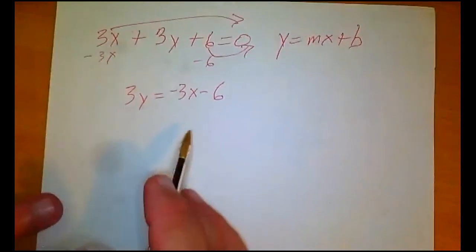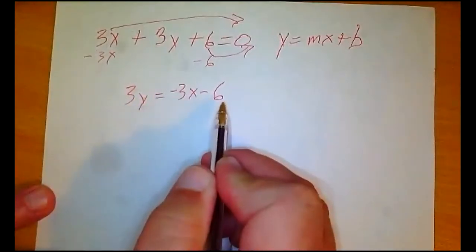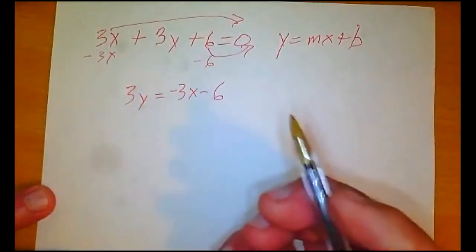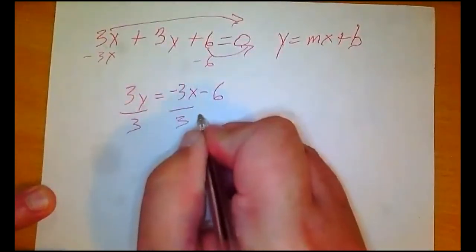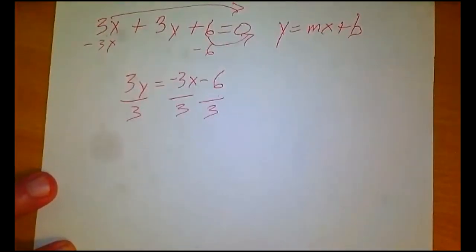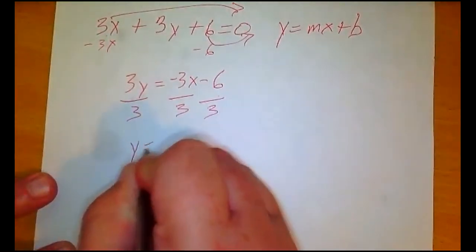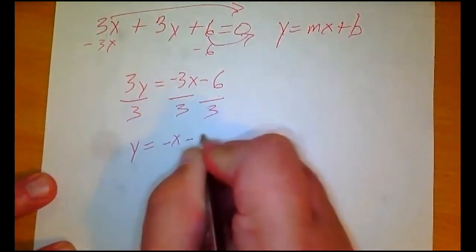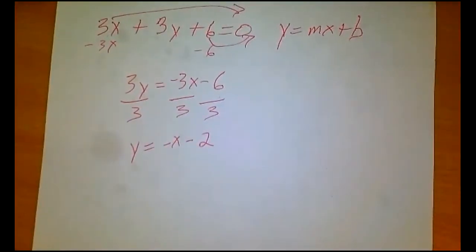Now, when I further look at this problem, I'm seeing that every coefficient is divisible by 3. So I'm going to divide every term by 3. Okay. Now, when I do that, I'm going to get y equals negative x minus 2. See if that makes sense. If you have any questions about that, please put them in the chat.